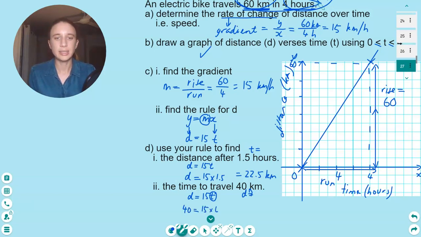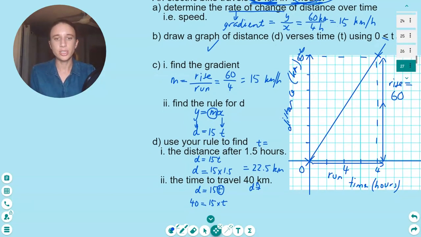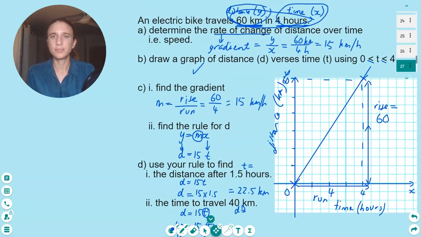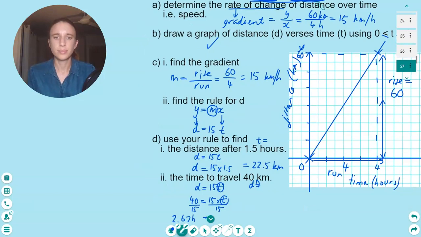15 times t. And unfortunately, we've got to rearrange. So if I want t on its own, that's being multiplied by 15. I need to divide by 15 on both sides. We're nearly done this lesson, all right? Just one more slide after this. And our time is 2.67. And what are our units? Our units are hours.